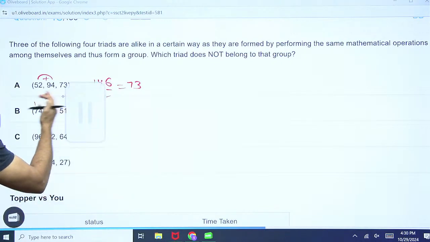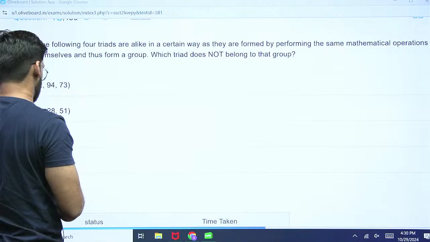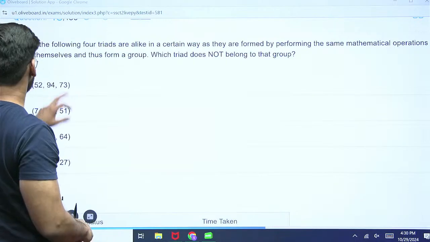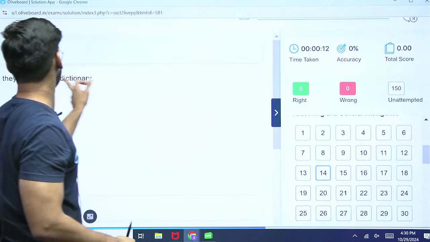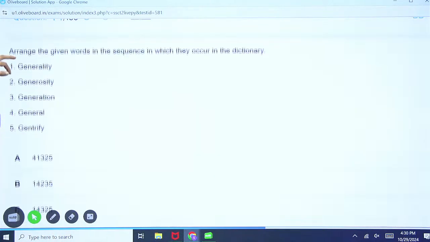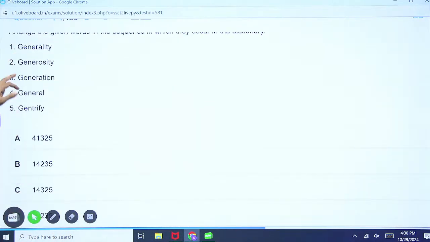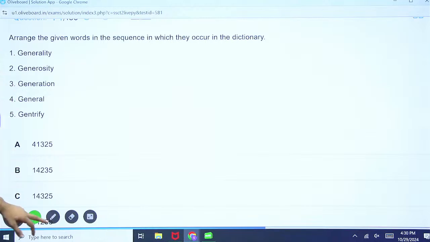Let's move on to the next question. The 14th question on your screen. We need to arrange these words in dictionary order. What we have to do? Arrange the words in the dictionary order.